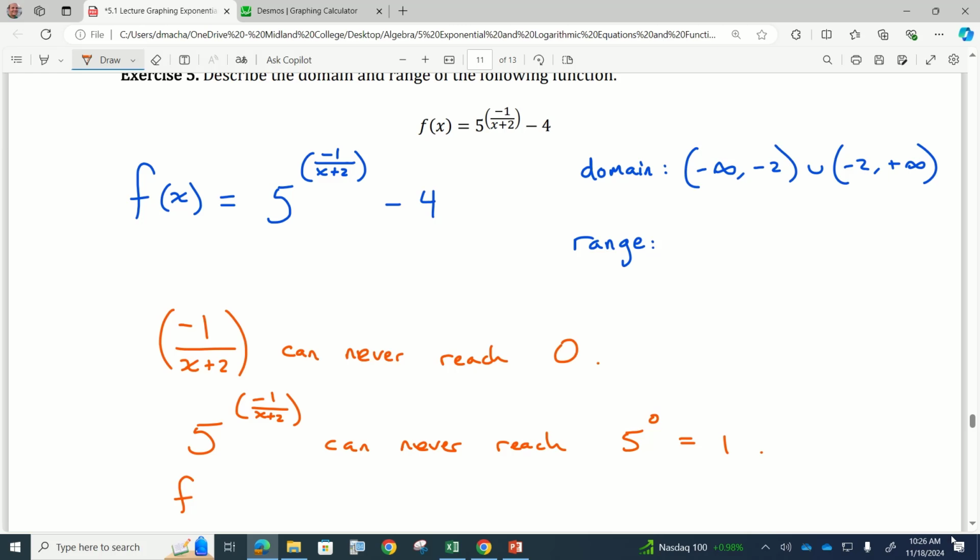And then that means my f function can never reach 1 minus 4, -3. So for my range, I can get to all of the numbers except for -3.